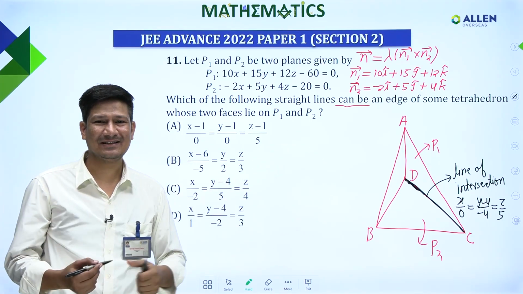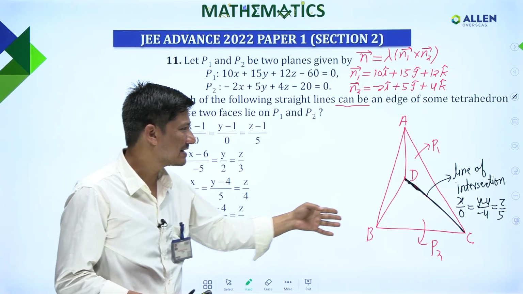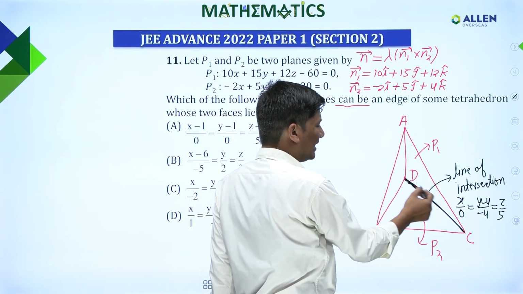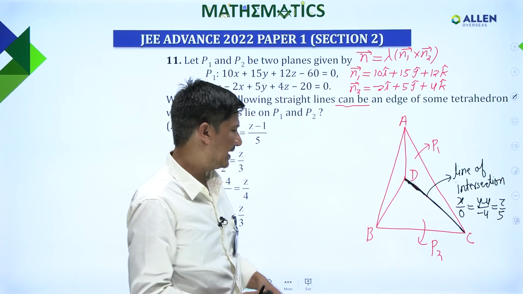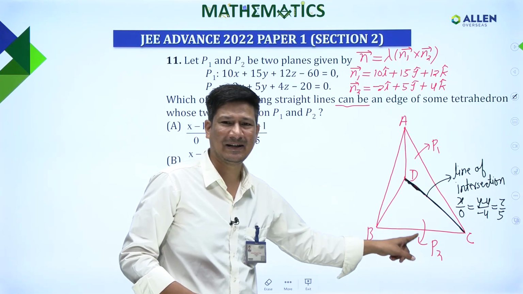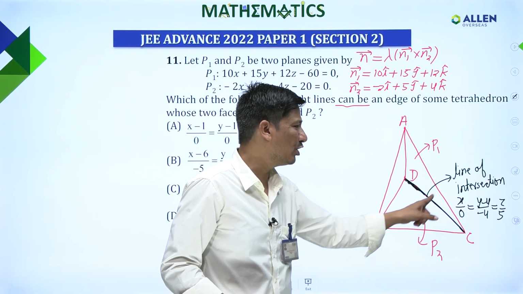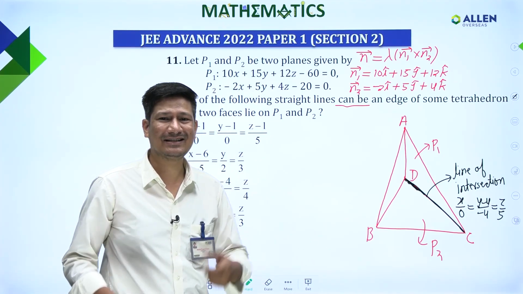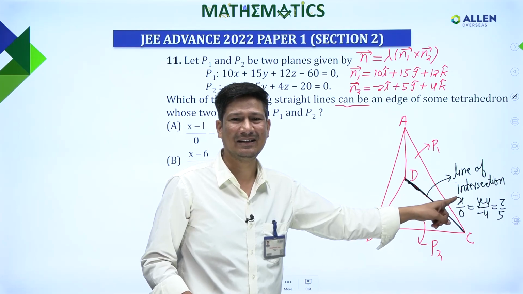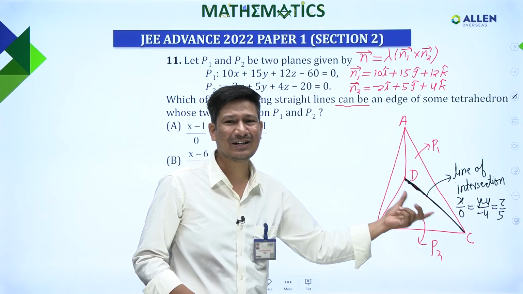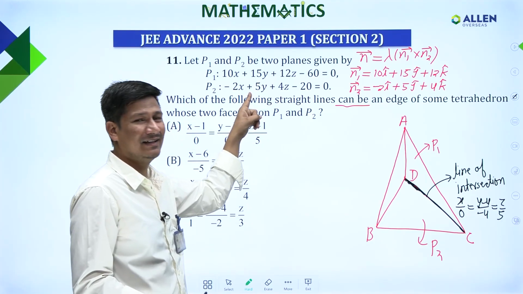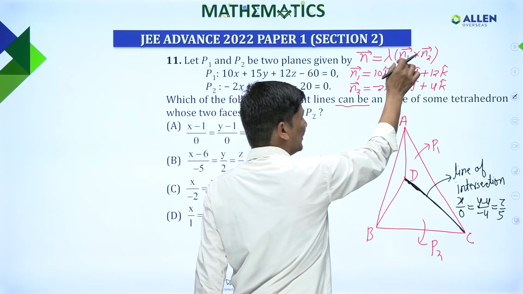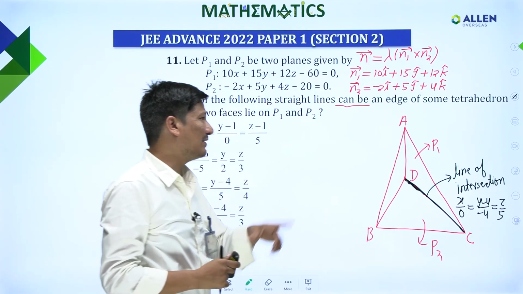Now guys, I hope you have drawn this diagram of the tetrahedron. What I consider here is that plane ADC represents the plane P1, and this base plane BCD represents the other plane, and this line CD is the line of intersection of these two planes. Now guys, you have all studied how to calculate the equation of the line of intersection of two planes. I think it's very easy. The direction of the line of intersection will be along n1 cross n2 vector.